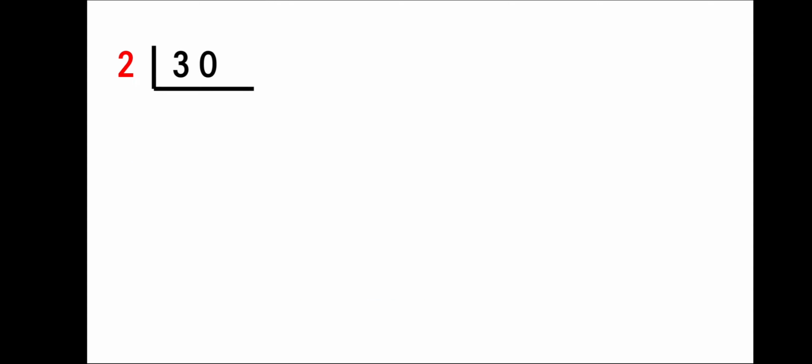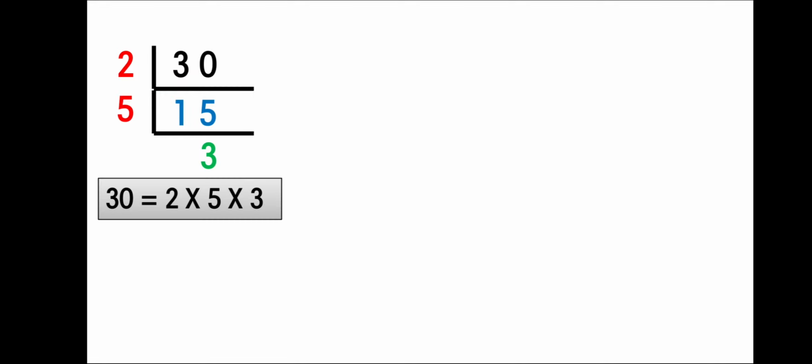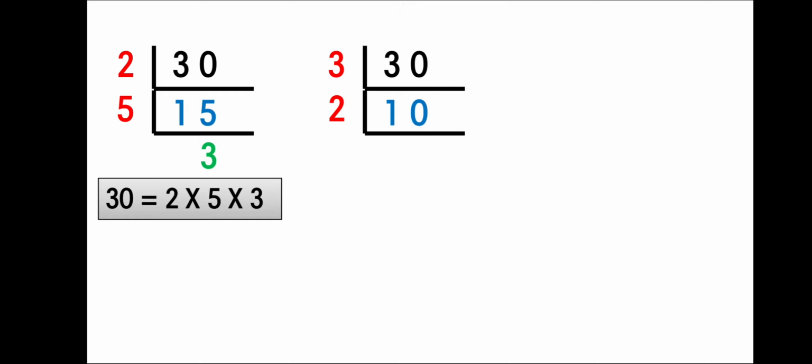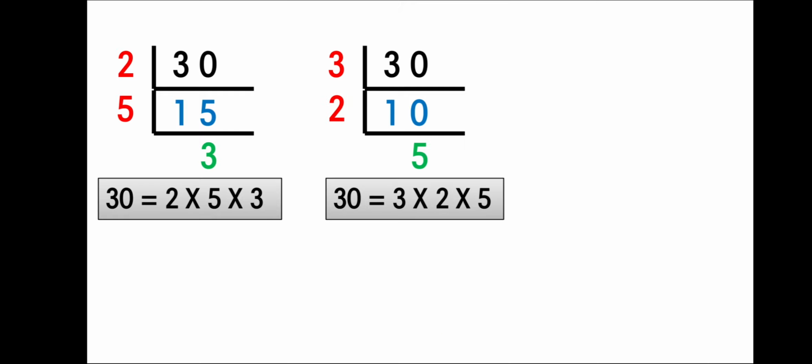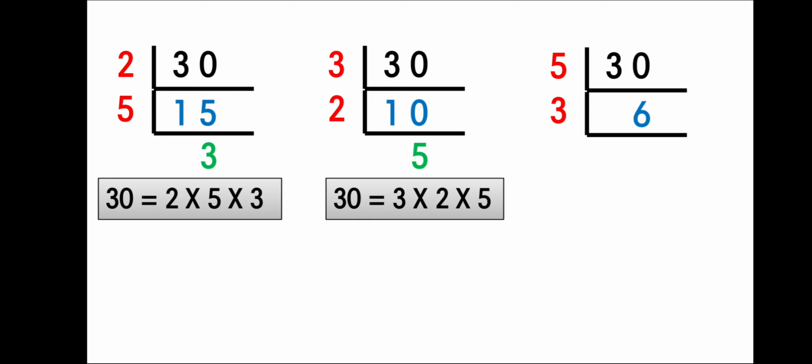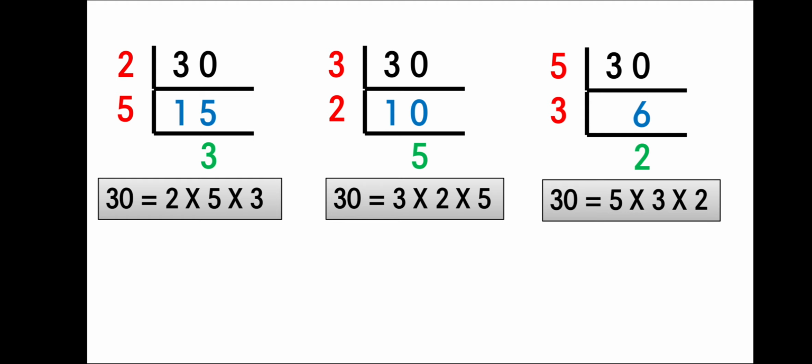So let's see 30. 30 is divisible by 2. So 2 15s are 30. Again 5 3s are 15. So 30 can be written as 2 into 5 into 3. Let's do 30 with 3 now. 3 10s are 30 and 2 5s are 10. So the factorization becomes 3 into 2 into 5. Now 30 is also divisible by 5. 5 6s are 30 and 3 2s are 6. So now 30 is written as 5 into 3 into 2.